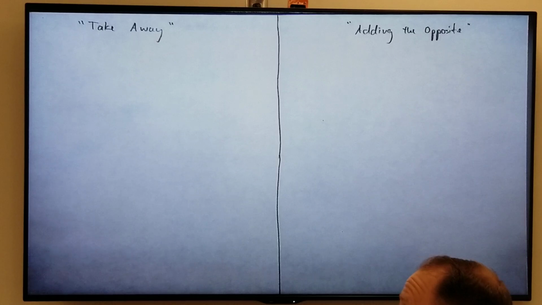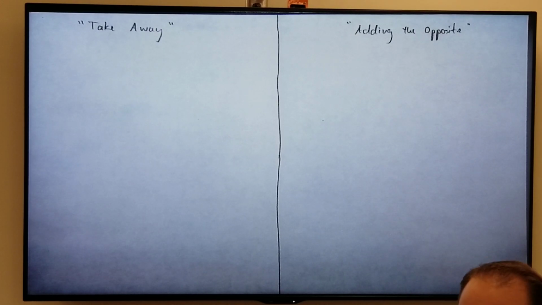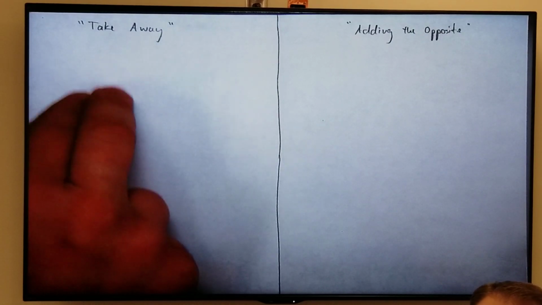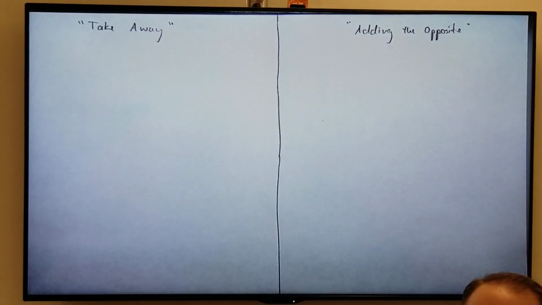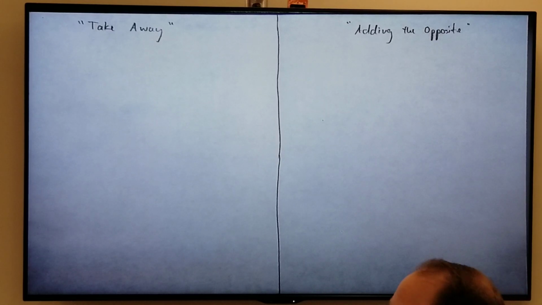I was looking for a video that would show how to do subtraction with algebra tiles, and there are some good ones out there, but none of them really drew the connection between the takeaway model and the adding the opposite model that I really wanted to kind of drive home. So I'm going to make this video. It's probably not a very great quality, but it'll have to do.